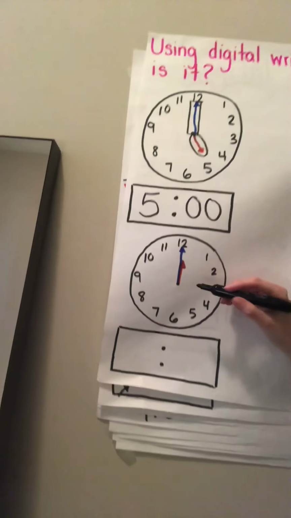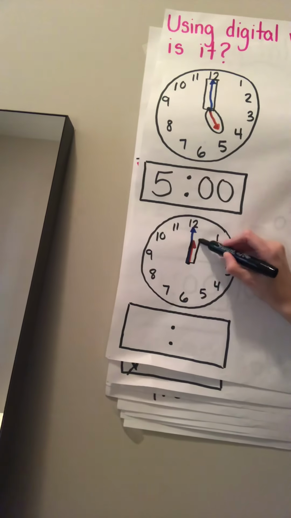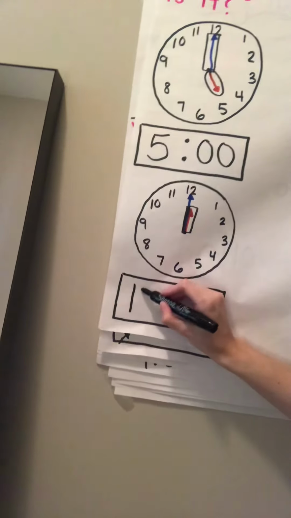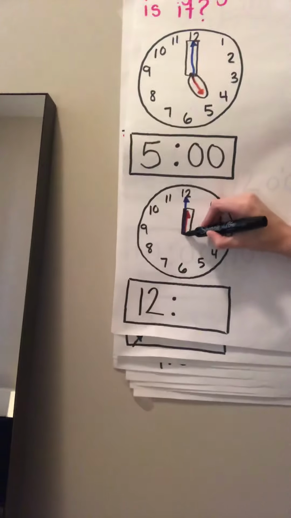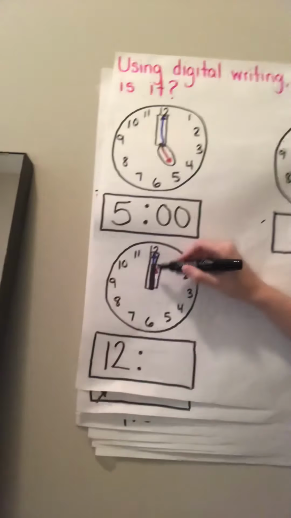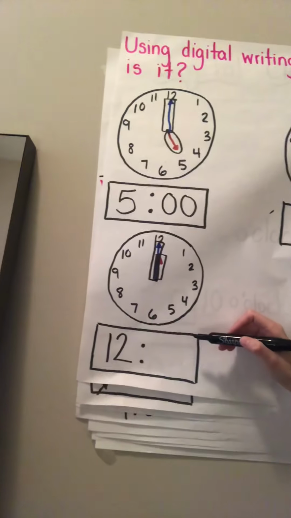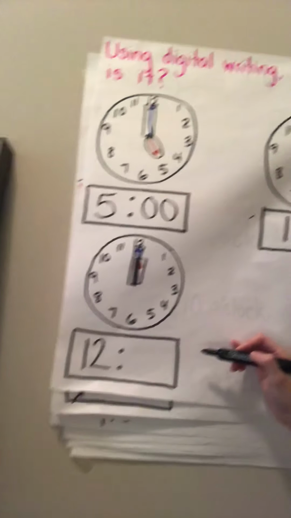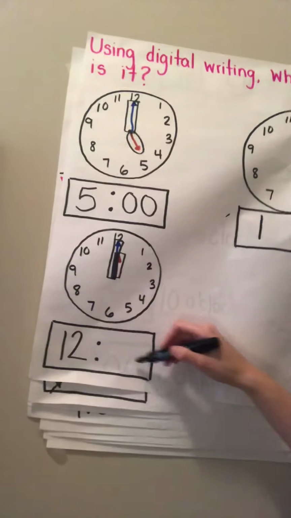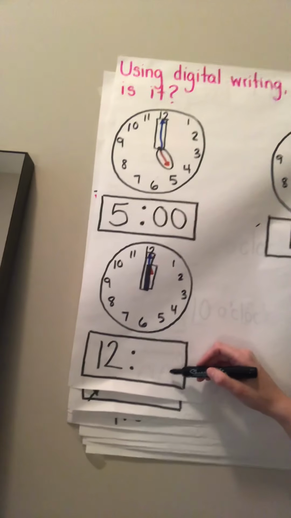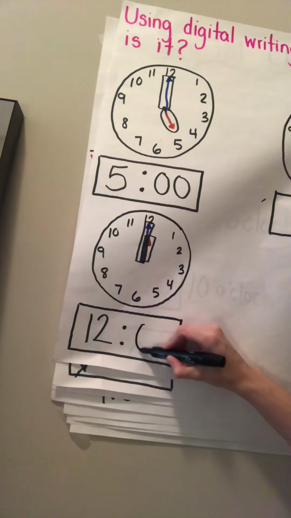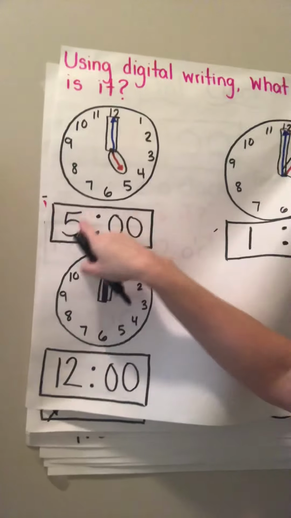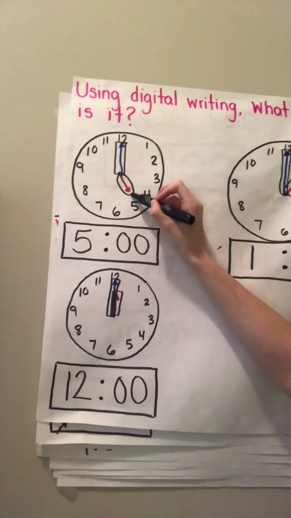And our last clock, so I have my hour hand, it's a little hard to see, the red is pointing to the 12. So I'm going to write 12 for my hour. And now I'm going to look for my minute hand, and my minute hand is now pointing to the 12. But I don't put that it's 12:12. What time does the clock show? Right, 12 o'clock. And to show o'clock in my numbers, I put 2 what? Right, 0, 0.